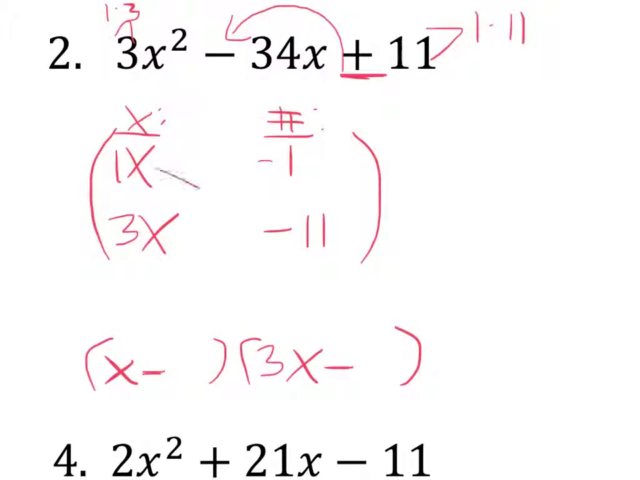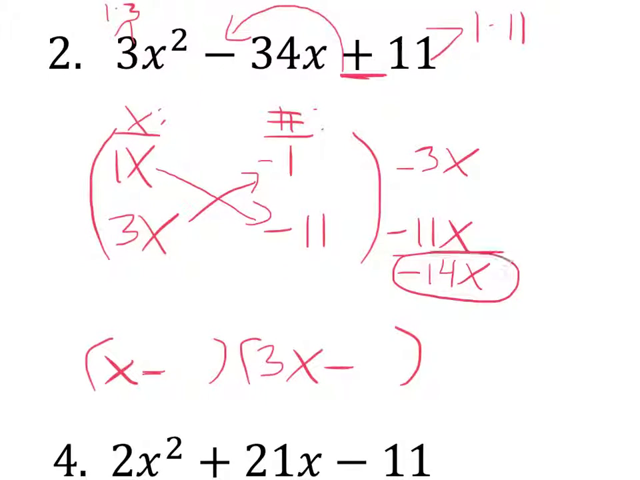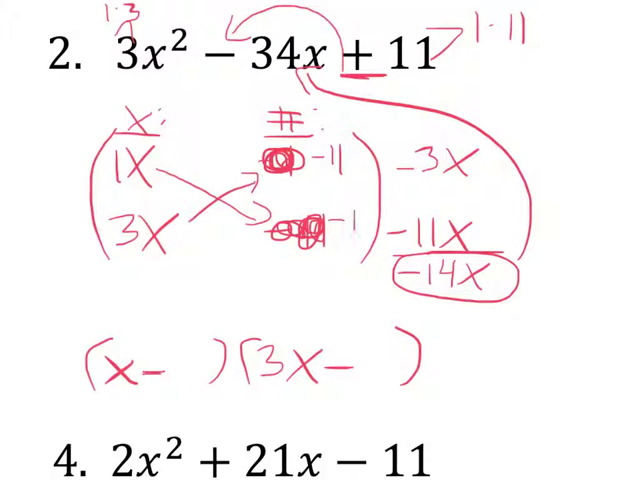So I'm going to take the cross products. 1x times negative 11 is negative 11x. 3x times negative 1 is negative 3x. When we add negative 3x and negative 11x, we get negative 14x. Real important: this does not equal negative 34x. So what that's telling me is I'm going to switch these numbers around. I'm going to cross these out and put negative 11 up here and negative 1 down here.